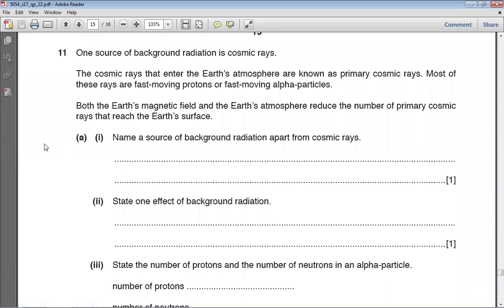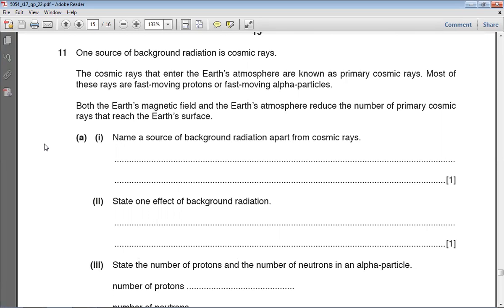The next question coming up on your screen is question number 11. It says, one source of background radiation is cosmic rays. The cosmic rays that enter the Earth's atmosphere are known as primary cosmic rays. Most of these rays are fast moving protons or fast moving alpha particles. Both the Earth's magnetic field and the Earth's atmosphere reduce the number of primary cosmic rays that reach the Earth's surface. Name a source of background radiation apart from cosmic rays.